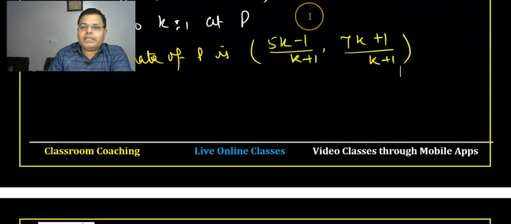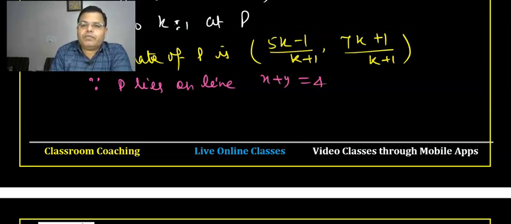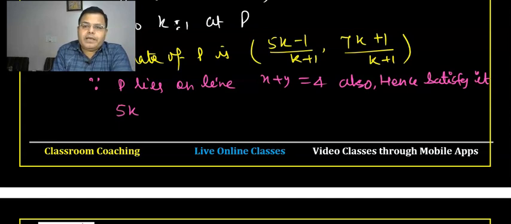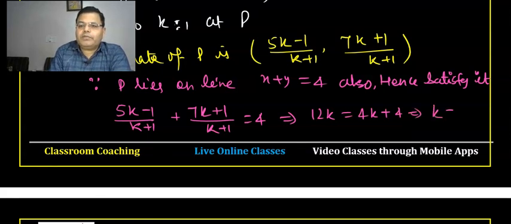Since P lies on the line x plus y is equal to 4 also, it will satisfy it, and therefore (5k minus 1) upon (k plus 1) plus (7k plus 1) upon (k plus 1) is equal to 4. This implies 5k plus 7k is 12k, and minus 1 plus 1 cancel, because the LCM is k plus 1, that is equal to 4k plus 4, and this implies k is equal to 1 by 2.